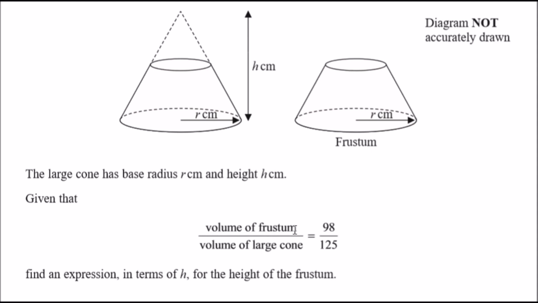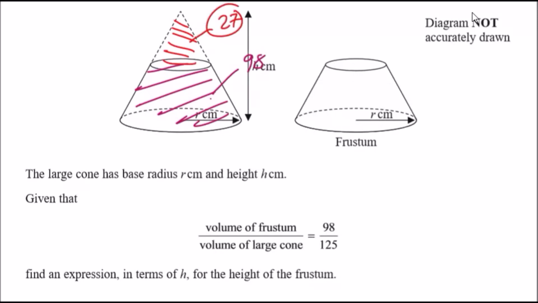The volume of the frustum over the volume of the large cone is represented by 98 and 125 parts. So if we consider that the volume of the frustum itself is 98 parts and the whole cone is 125, this means that the leftover bit, the small cone bit, guys, must be just 27 parts. It makes sense because 27 plus 98 will give us 125 parts.